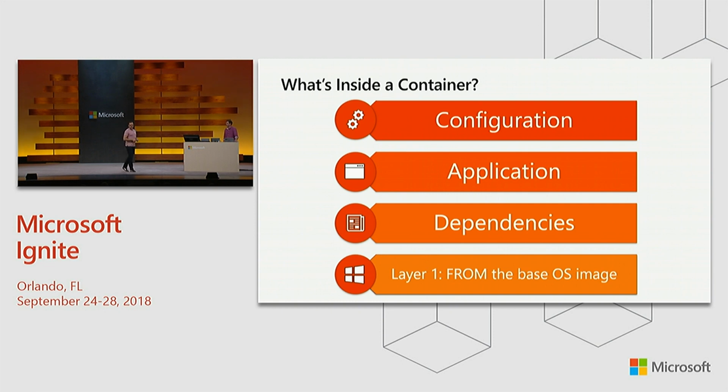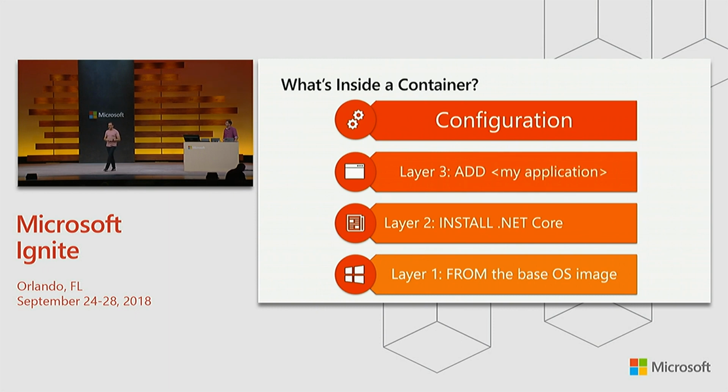So in a container, we layer this. We start from what we call a base OS. That is our OS instance, right? And so we'll show this in a second. We say like from server core. That's our OS. Then we install our dependencies. So we have a layer for that. And we say, OK, we're going to install .NET or Java or whatever it is. That's our dependency layer.